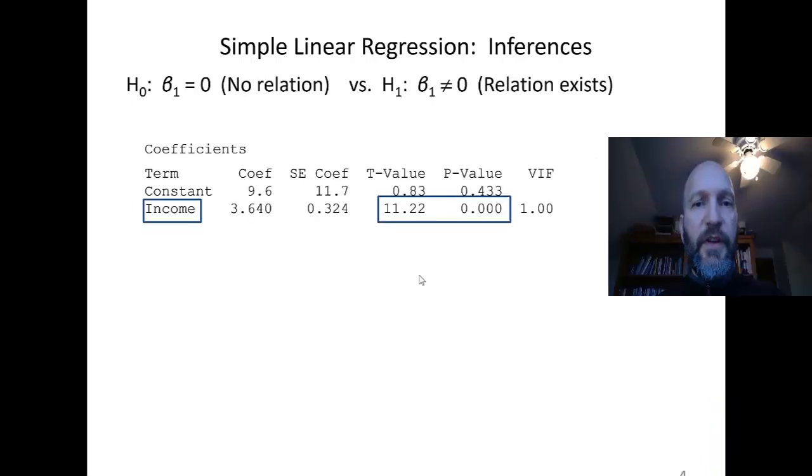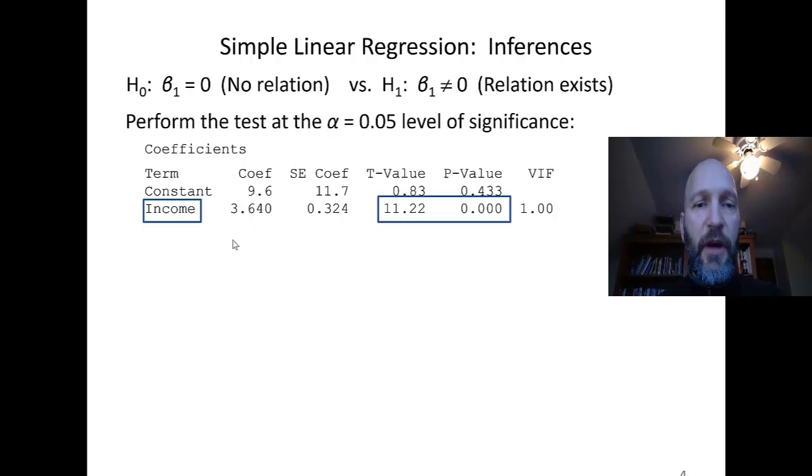So how do we perform this hypothesis test? It's just like all the other ones that we have. First of all, we write down the null hypothesis and the alternative hypothesis, and then we look at the test statistic. In this case, we have a coefficients table that's given to us as part of the regression output, and the coefficient for income is 3.64, and we can use that to come up with a test statistic of 11.22.